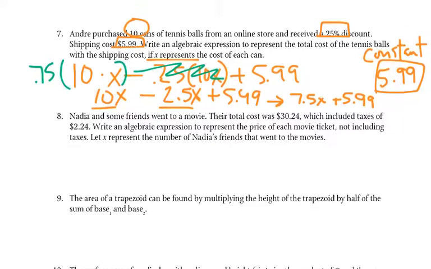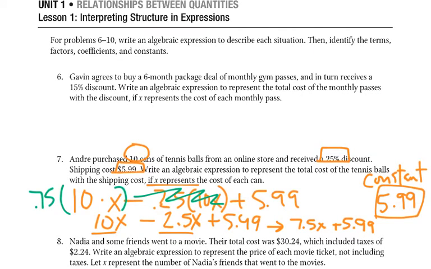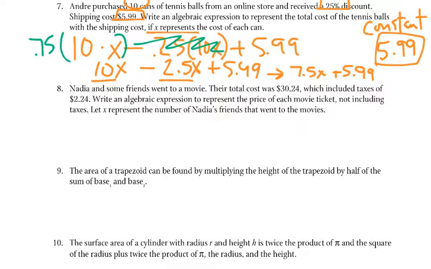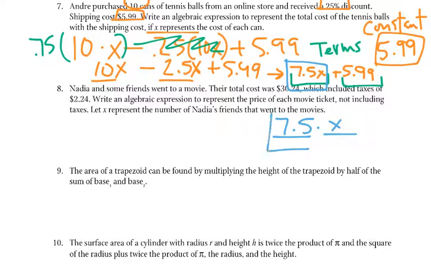All right. Now we need to make sure we've got the terms, factors, coefficients, and constants. So our terms, we've got two terms, 7.5x and 5.99. So those are our two terms. Okay. Our factors, we've only got one, and that would be the 7.5 times x. Okay. Those would be our factors. 7.5 would also be our coefficient, because it's with the variable, making 5.99 our constant, because that one's not changing.